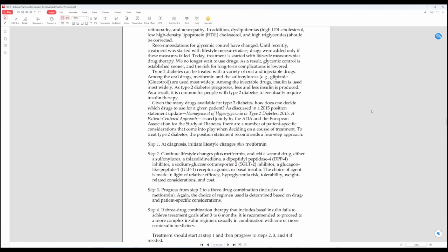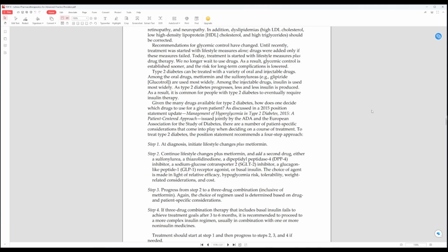Recommendations for glycemic control have changed. Until recently, treatment was started with lifestyle measures alone. Drugs were added only if these measures started to fail. Today, treatment is started with lifestyle measures plus drug therapy. We no longer wait for the use of drugs. As a result, glycemic control is established sooner, and the risk for long-term complications is lowered.